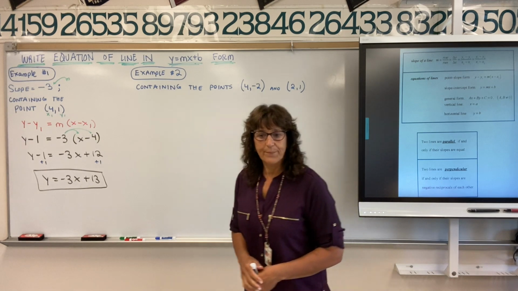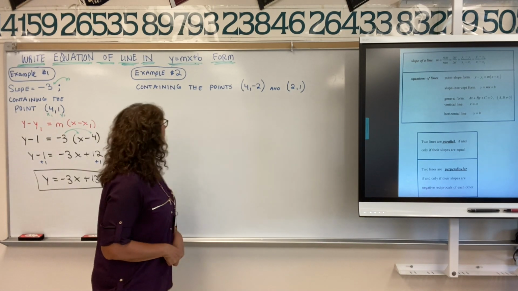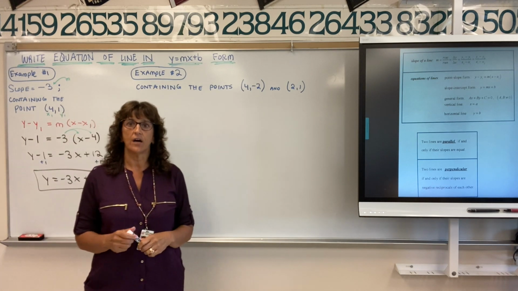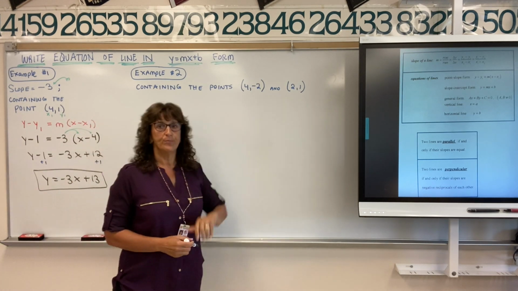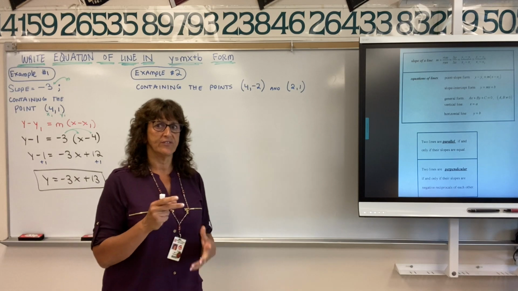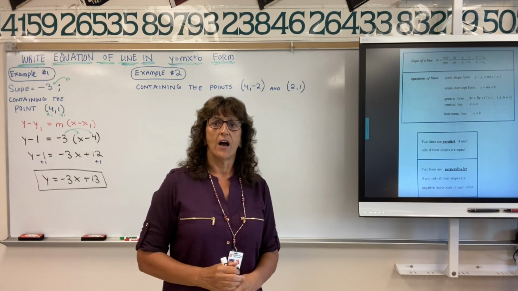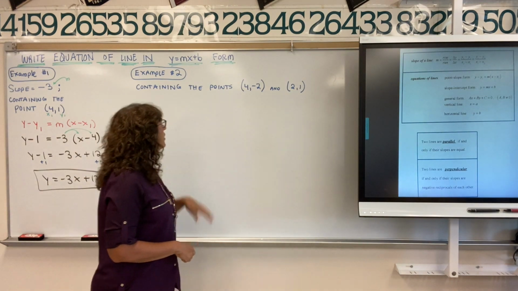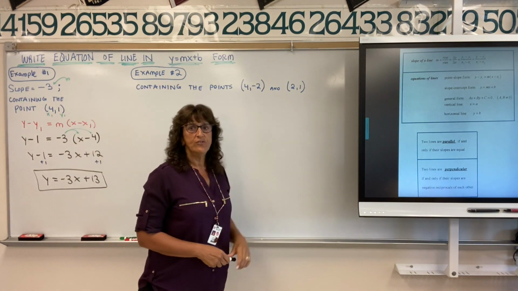Let's take a look at example number 2. Example number 2 gives us 2 points. We want to write the equation of a line passing through 2 points. There's a theorem from geometry that says given any 2 points, you can write a linear equation through any given 2 points. So we want to write the equation of a line through these 2 points right here.